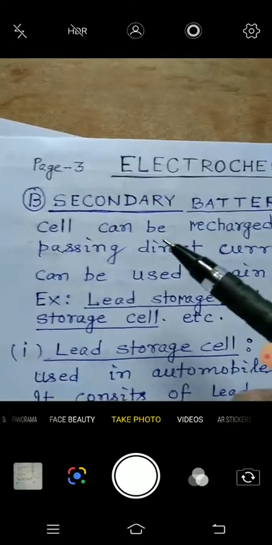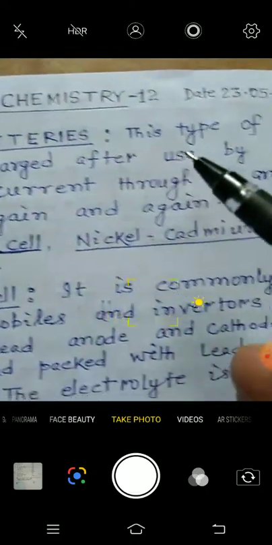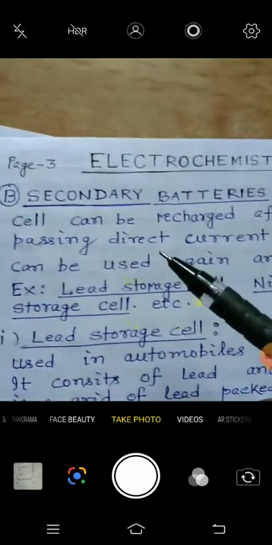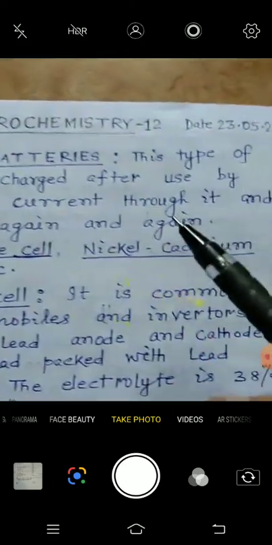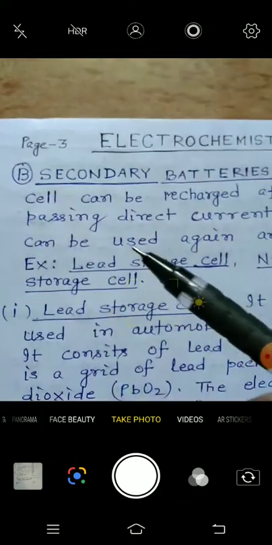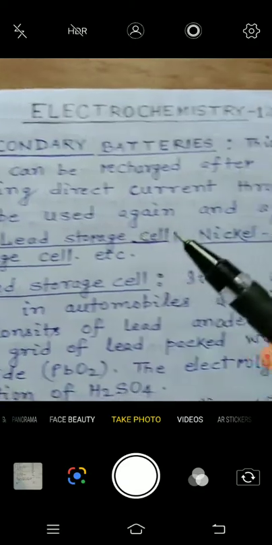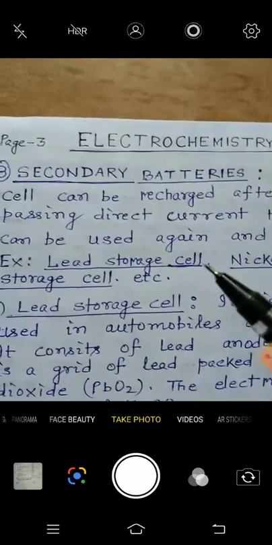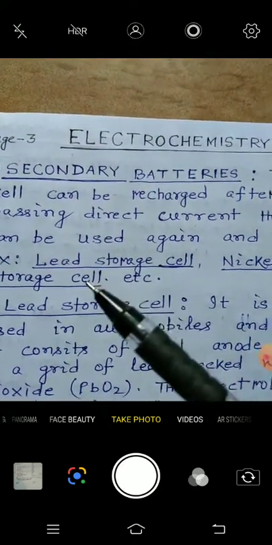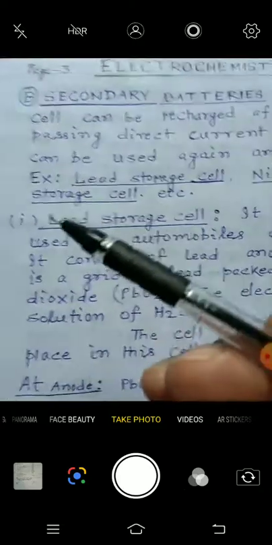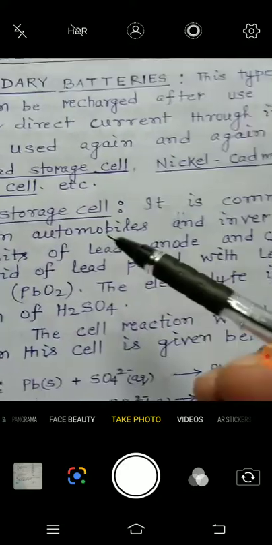Now, the secondary batteries. This type of cell can be recharged after use by passing direct current through it and can be used again and again. Examples of secondary batteries are the lead storage cell and the nickel cadmium storage cell. Now about the lead storage cell.